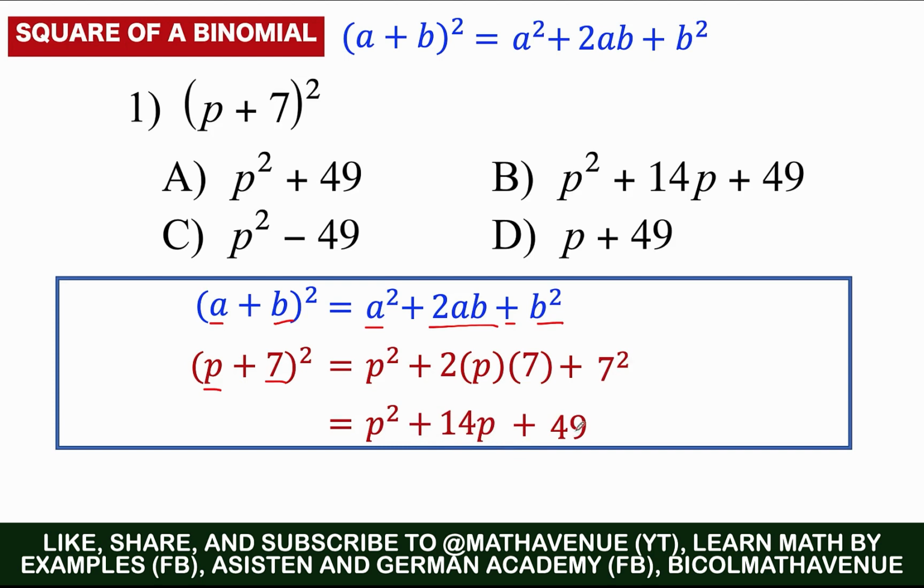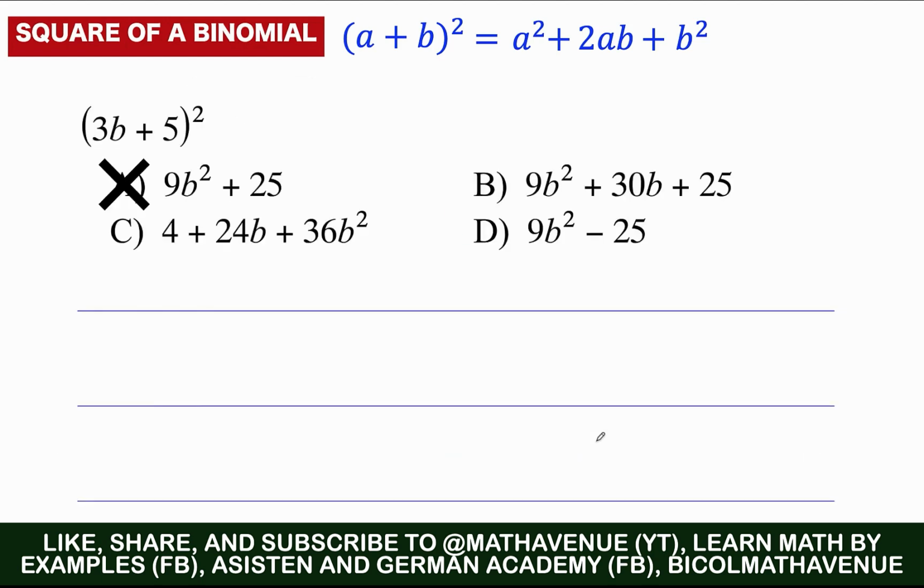That is now our answer, and you can also arrive at this mentally. Just square P to get P squared, multiply 7 times P to get 7P and double it to 14P, and then square 7 to get 49. That is the reason why we call this the special product.